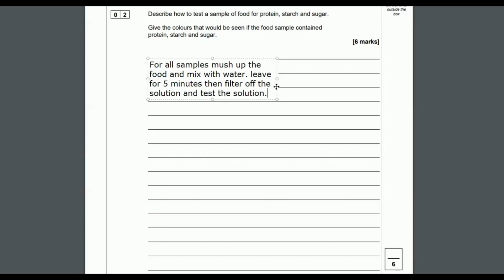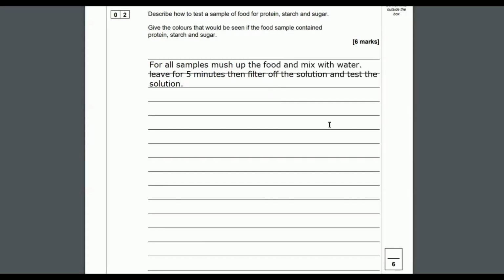So essentially what we're doing is mashing up the food and crushing it all up to get the juice out of the food, get the protein, the starch or the sugar out of the food and mix it with water so it can actually be put in a well and tested. Because sometimes food has skin and peel on it and the test isn't going to work like that. You don't necessarily get marks for that, but sometimes that could be on the mark scheme. So it looks like it's 2 marks for protein, 2 marks for starch, 2 marks for sugar, and you probably won't get a mark for a little intro there.